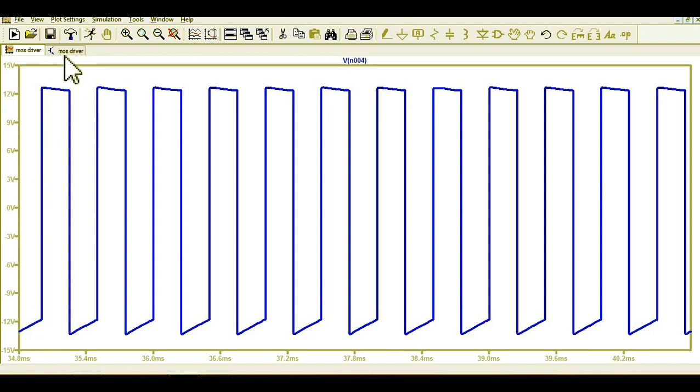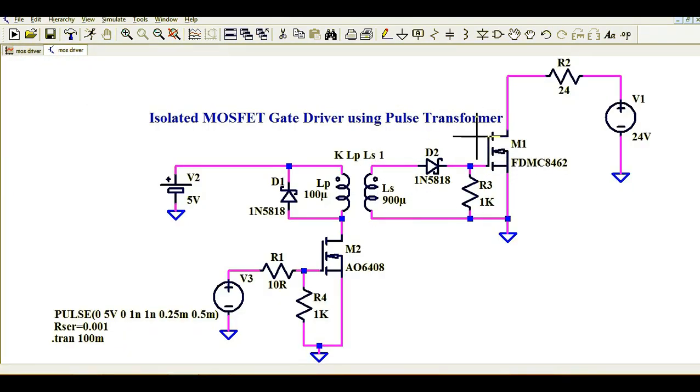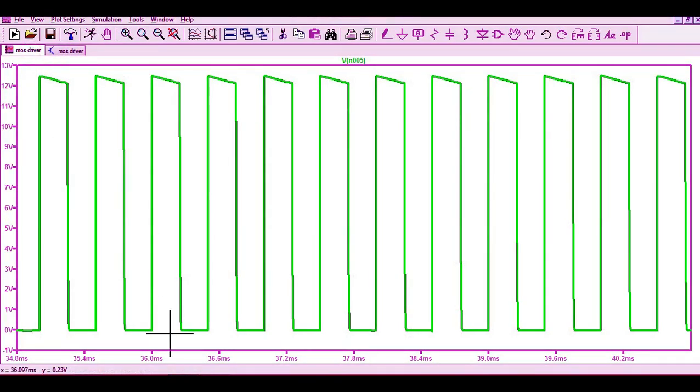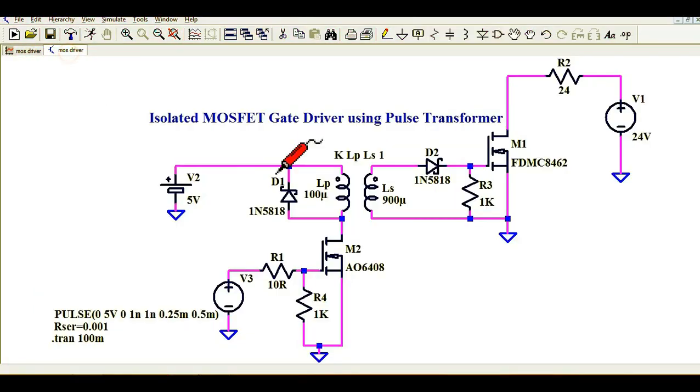That means you have peak to peak voltage. Since I want the voltage between MOSFET gate and source to be 0 to 12 volt, that is why I connected this diode. Let me show you now the voltage at this point, the MOSFET gate to source, and you can see 0, and here you can see 12.5 volt. So that is how you are driving your MOSFET. Your input signal is only 5 volt, but your MOSFET gate to source voltage is now 12.5 volt.